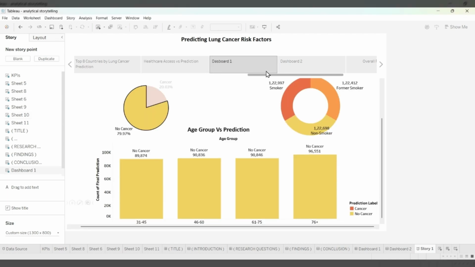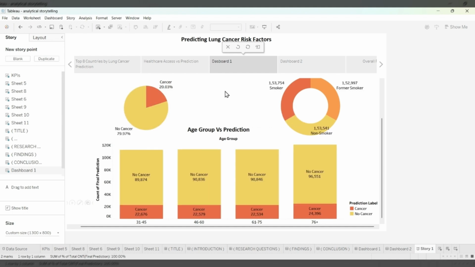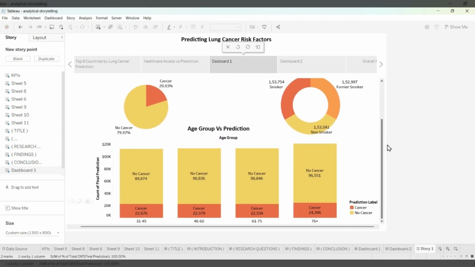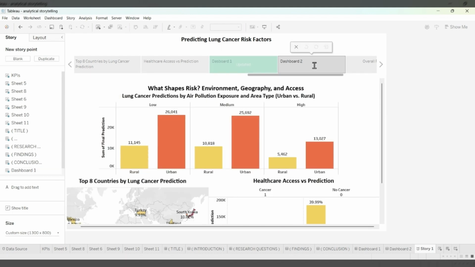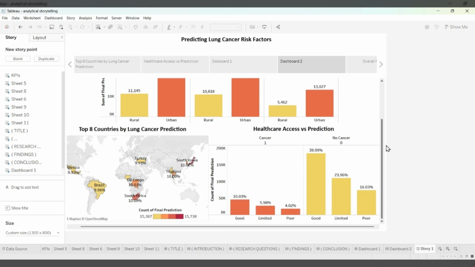Now that I have walked you through all the individual charts, I want to show you how I brought them together into two final dashboards. This is my first dashboard, which gives a snapshot of key factors like smoking status, age distribution, and the overall prediction outcome. It helps us quickly understand who is most at risk and how widespread the predictions are. And this is my second dashboard, which focuses on environmental and healthcare-related risk, highlighting how urban living, pollution levels, and limited healthcare access are linked to higher predicted lung cancer cases. Together, these dashboards summarize the story the data is telling.